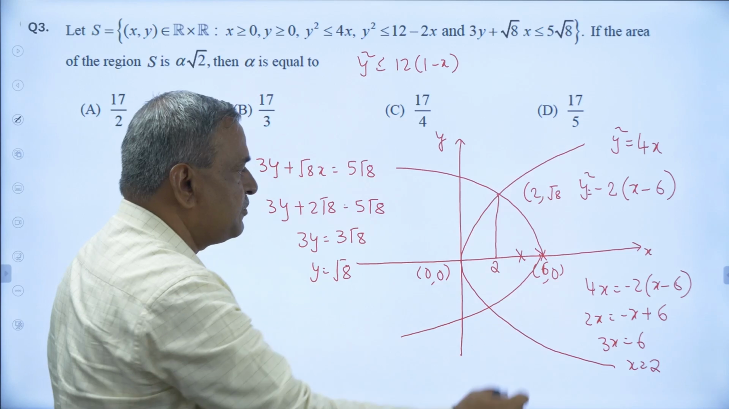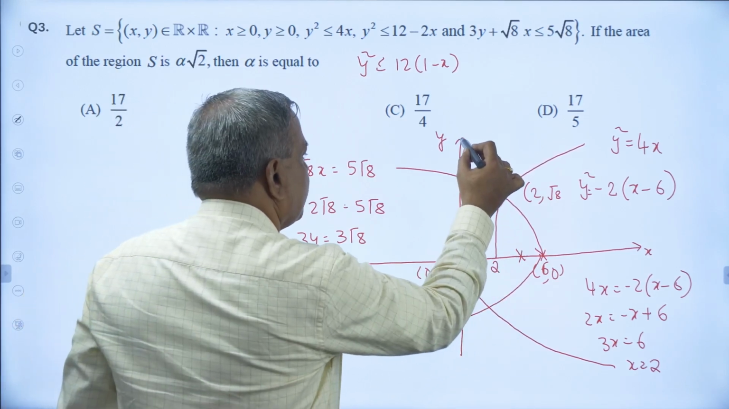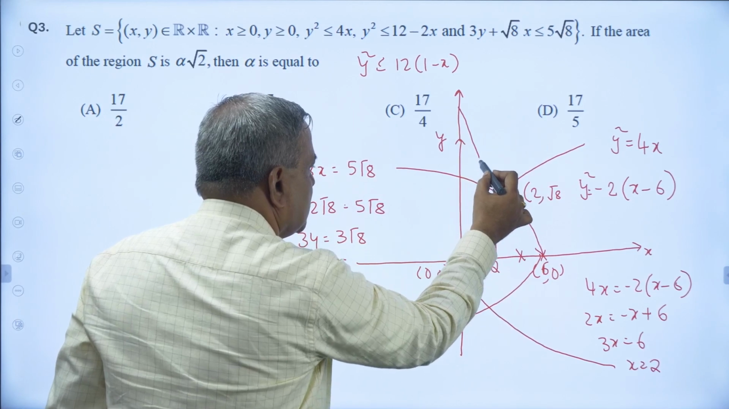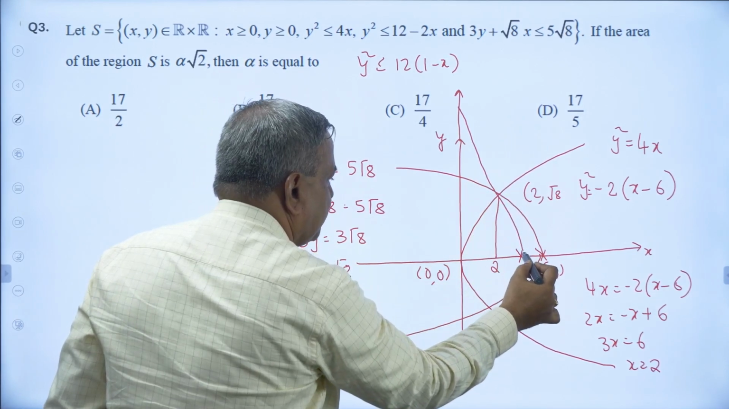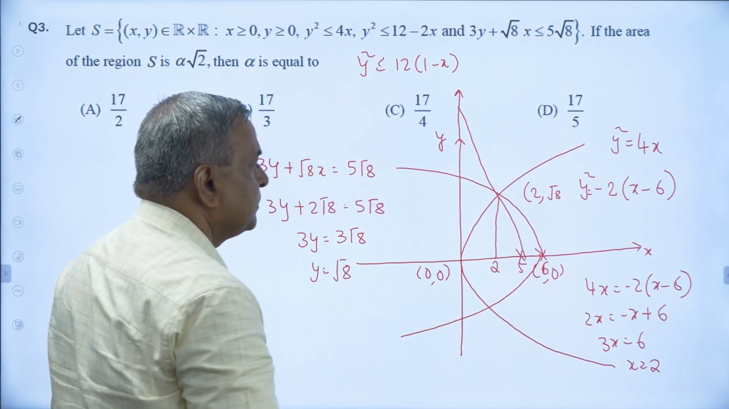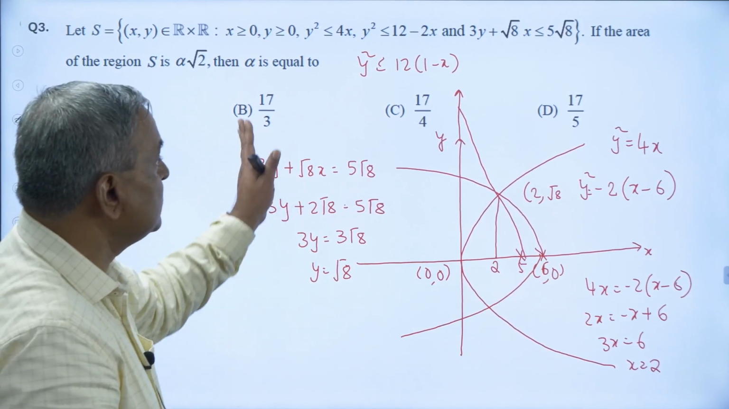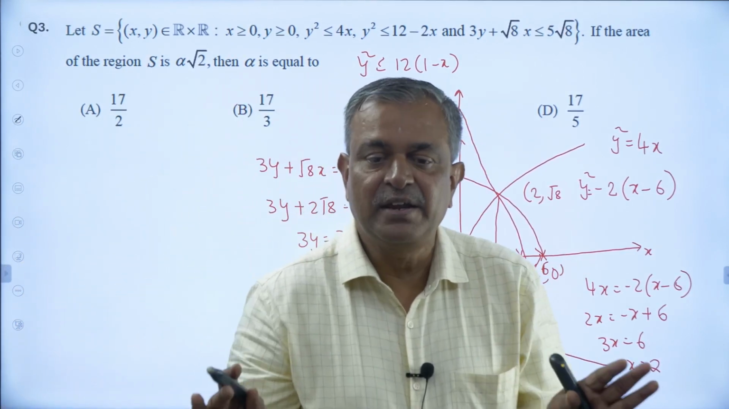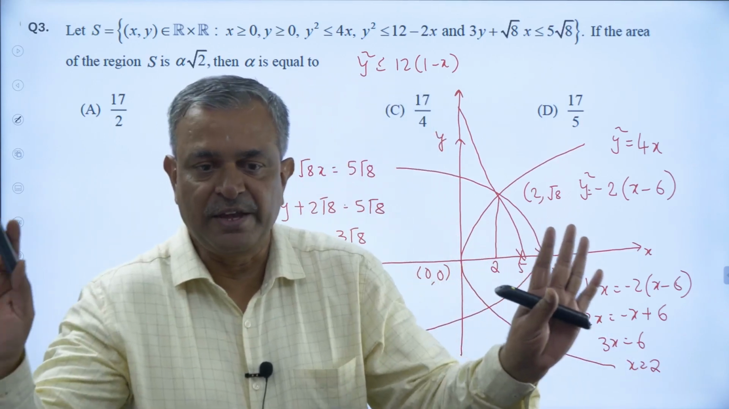So the line is going through this point of intersection. Most of the students waste time in drawing the graph. Now you will get an accurate graph. This is 5. Clear? This part is over. Whatever information was given to us, we have drawn everything.